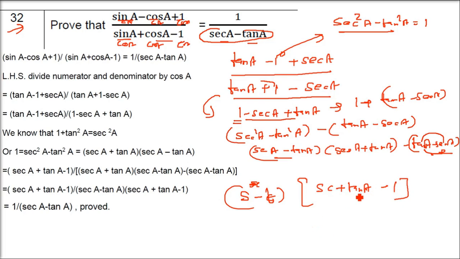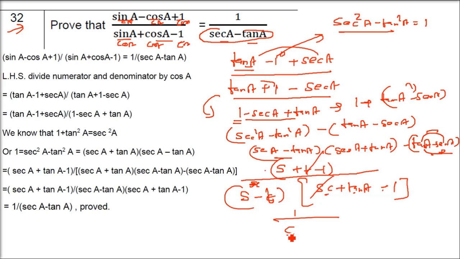I hope you got this idea. And still this is the denominator only. But what about the numerator? Numerator is already sec A plus tan A minus 1. So this gets cancelled. So you have 1 by sec A minus tan A. So this is what you have to do here.